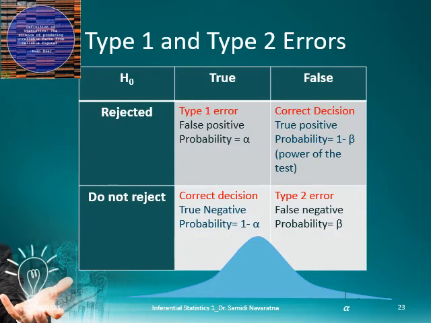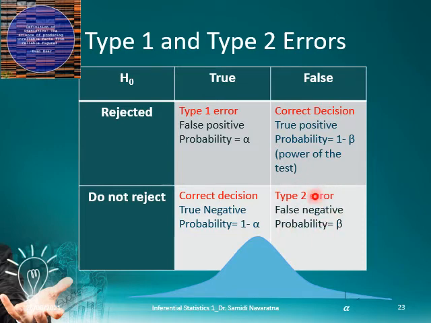So let's try to understand type 1 and type 2 errors. Making a statistical decision always involves uncertainties, so the risk of making these errors is unavoidable in hypothesis testing. If you reject the null hypothesis when actually it is true, you are committing a type 1 error. On the other hand, if you do not reject the null hypothesis when it is false, you are committing a type 2 error.